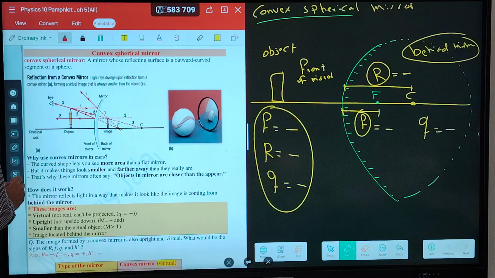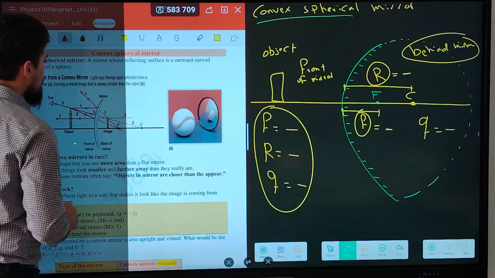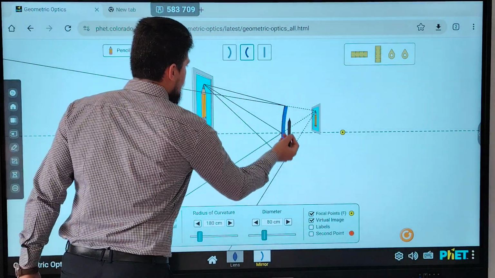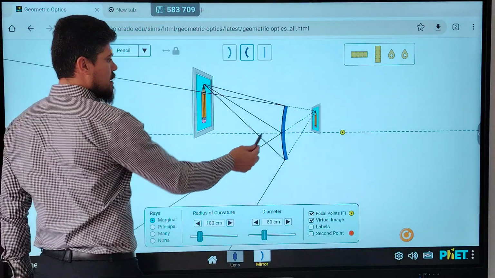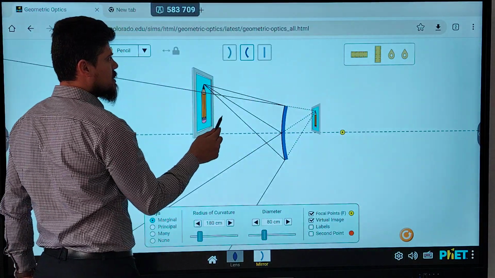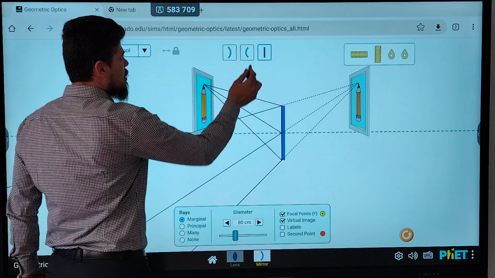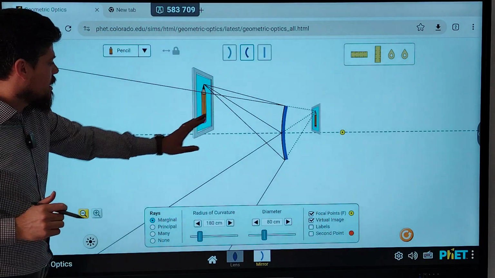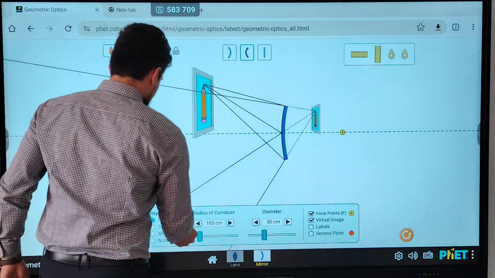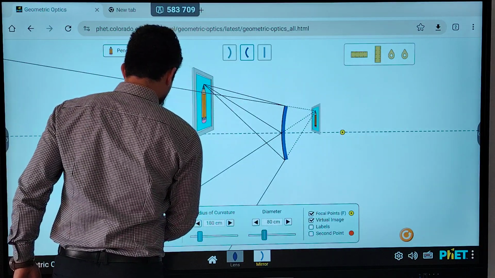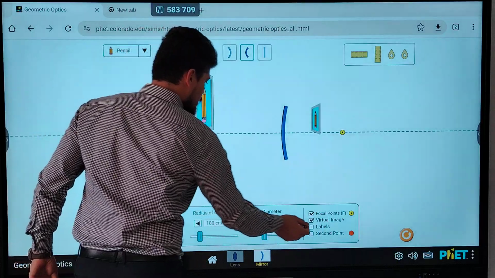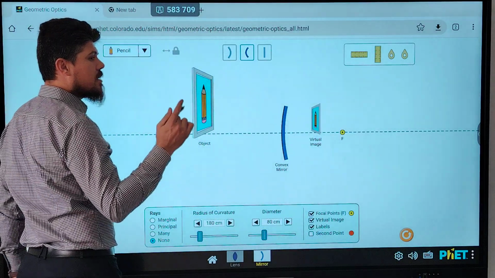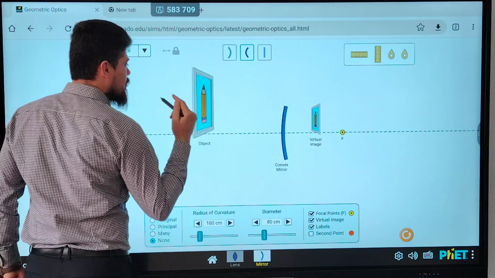Look at this simulation about the convex. Guys, look. This is a convex spherical mirror. The type of the mirror is what? Convex. This one is concave. This one is a flat mirror, but this one is a convex spherical mirror. Okay, guys, look. This is the object and this is the image. In a convex spherical mirror, we have only one image, only one configuration.